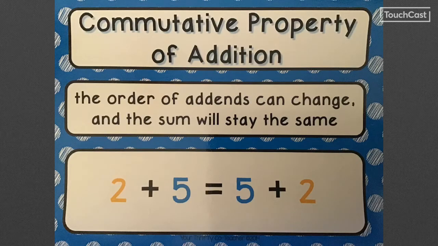Starting with the commutative property of addition, the order of the addends can change, and the sum will stay the same. So in this case, the order doesn't matter, and you will get the same answer. So 2 plus 5 equals 5 plus 2.